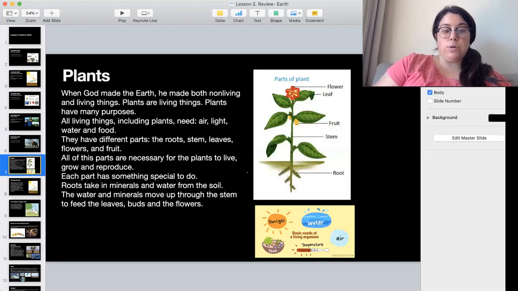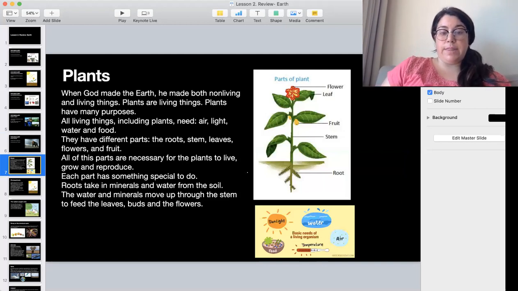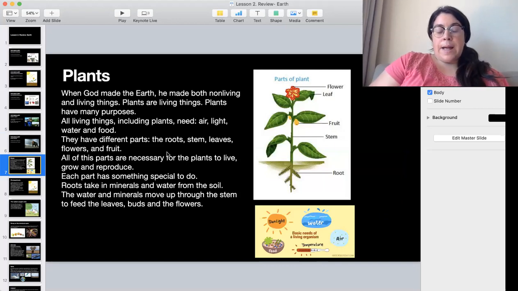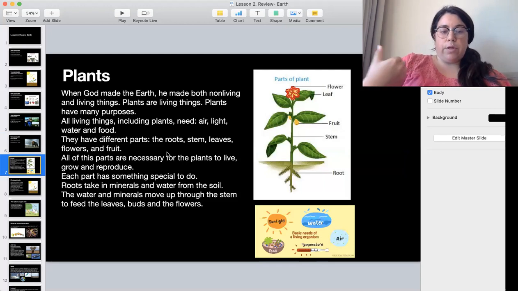Plants. Okay, so God made plants when he made the earth, and he made both non-living and living things, and plants are living things. Plants have many purposes. They give us food, they serve for enjoyment, they serve for building, and they are food for people and for other animals, okay? So plants, like any other living things, need sunlight, water, air, and food, okay? And they take their food from the sun.